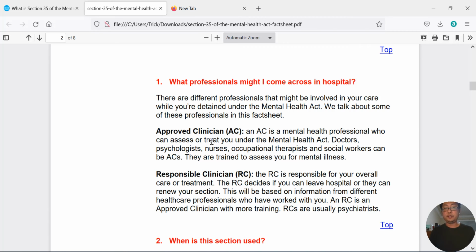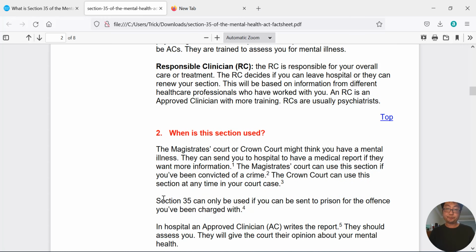You will have an approved clinician and a responsible clinician. Those are the two most important people there. An approved clinician is a mental health professional who can assess or treat you under the Mental Health Act. Doctors, psychiatrists, nurses, occupational therapists, and social workers can also be an AC, but they're very different from other clinicians, even though they can be the AC at that time. But it's better for you to work with people who specialize in that.